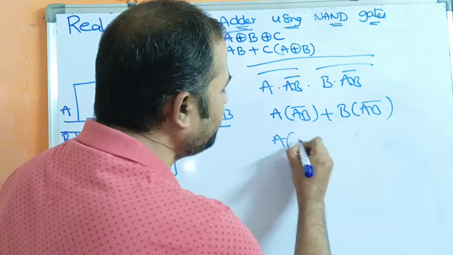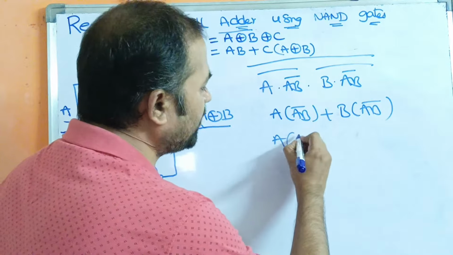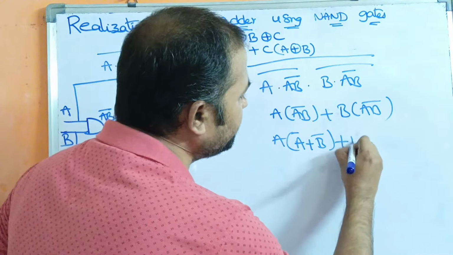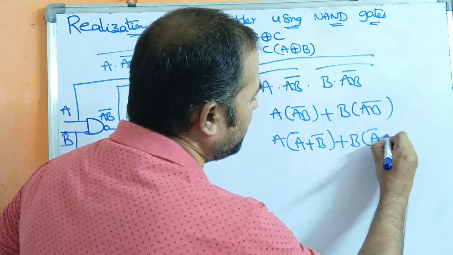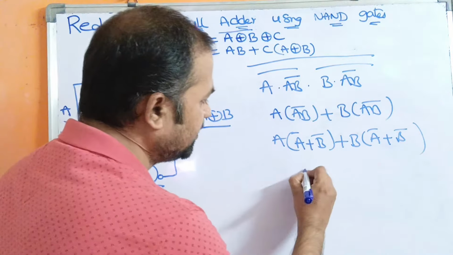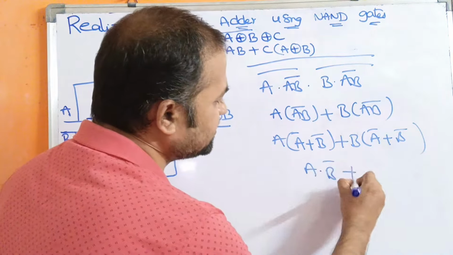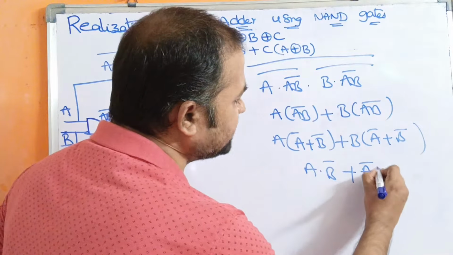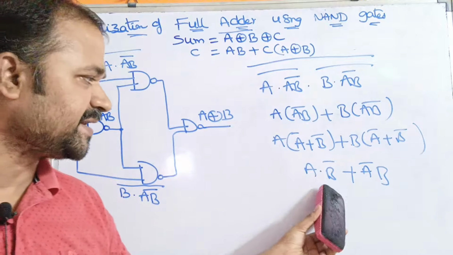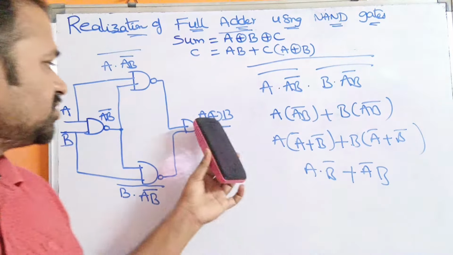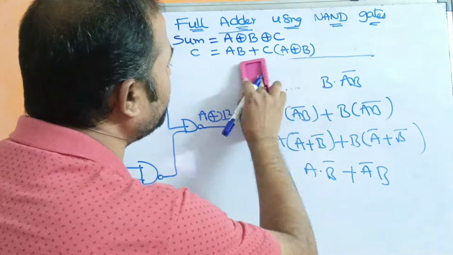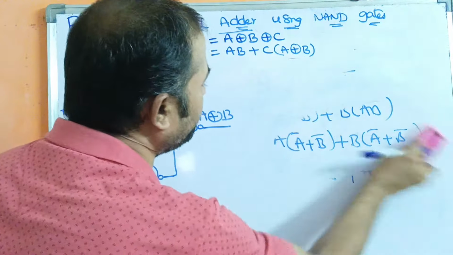So A into AB bar, using De Morgan's law, what is the formula? A bar plus B bar. Next, B into the formula, A bar plus B bar. So A into A bar means 0. Next, A into B bar plus B into A bar. Next, B into B bar means 0. So what is the formula here? AB bar plus A bar B. That is nothing but A exclusive OR B. So this fourth NAND gate is producing A exclusive OR B. Okay.